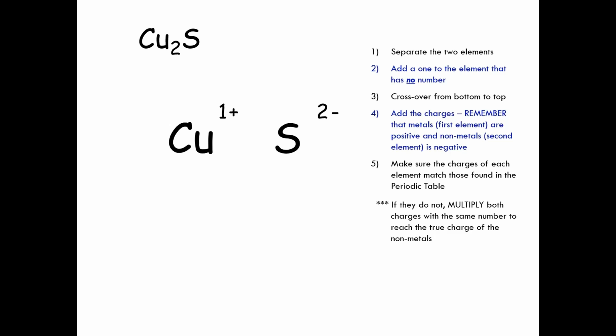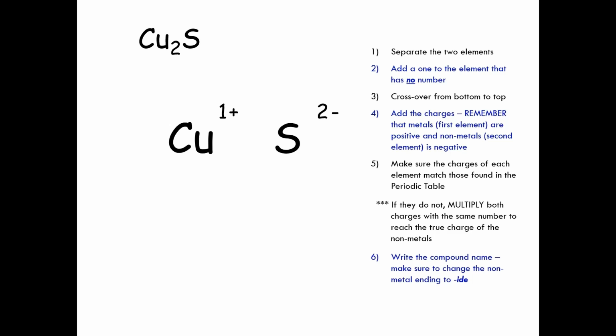And so when looking at these two charges and looking at the periodic table, I know that sulfur will have a charge of 2 negative and that copper indeed can have a charge of 1 positive. And so they do match the periodic table, and I can move on to step number 6.